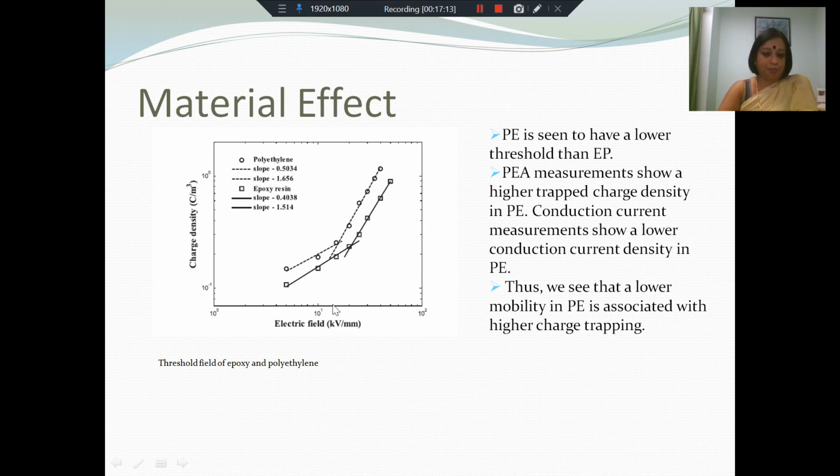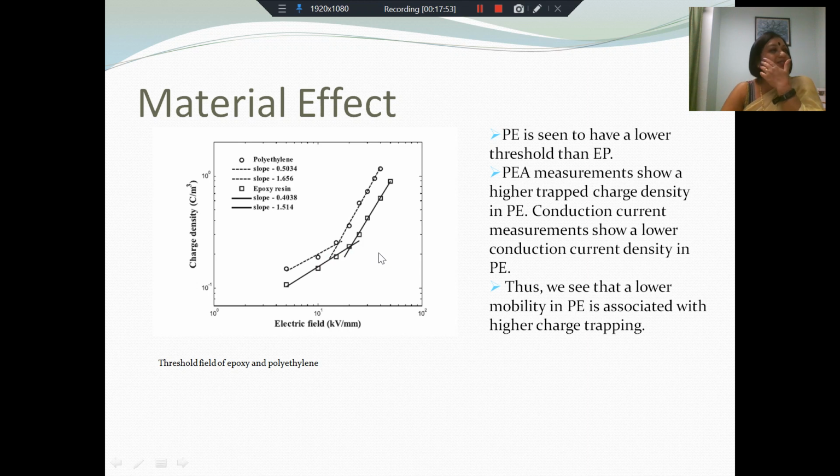Now here there is an important factor that I want to point out. We apply various electric fields and we measure the space charge, and we see that the space charge density varies with the electric field. Now at a certain voltage, we see that this plot shows a drastic change in the slope. Both epoxy and polyethylene show that. Now this point, this voltage or field at which the slope of the charge density versus electric field curve suddenly changes and becomes much steeper, is called the threshold field.